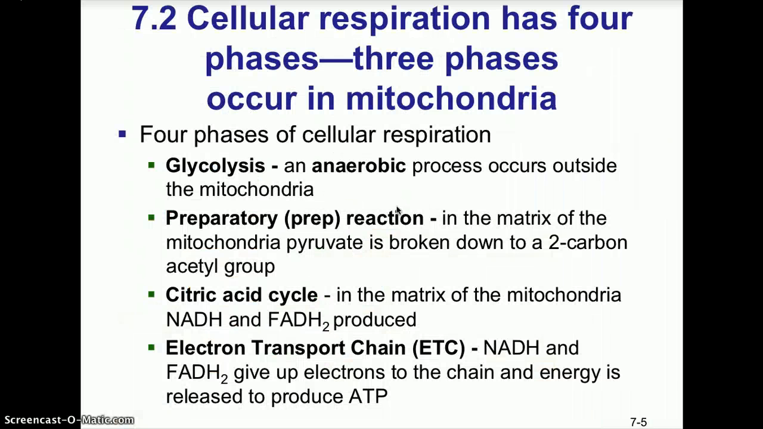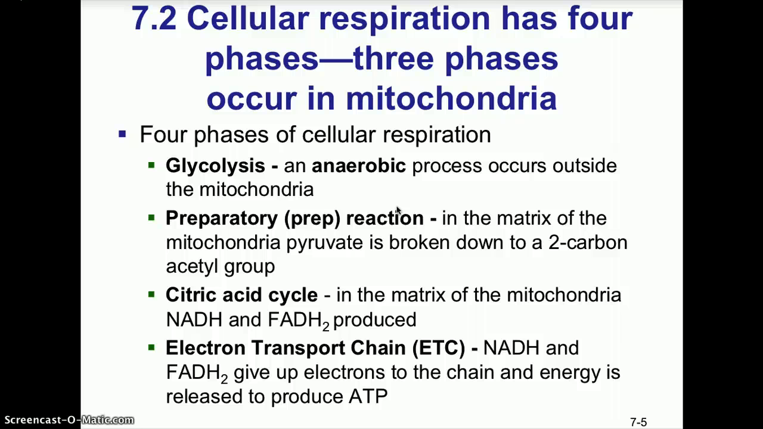Cell respiration has 4 phases. 3 phases occur in the mitochondria. The 4 phases of cellular respiration include glycolysis. Glycolysis, break the word down: glyco means sugar, lysis means to split. This is an anaerobic process that occurs outside the mitochondria, so you're in the cytosol of the cell.